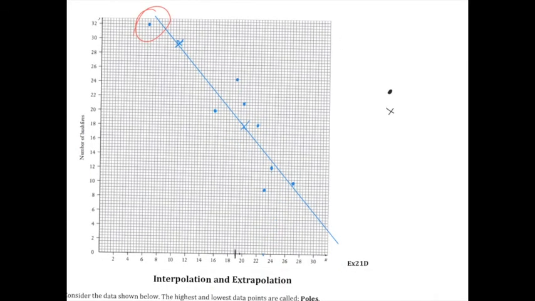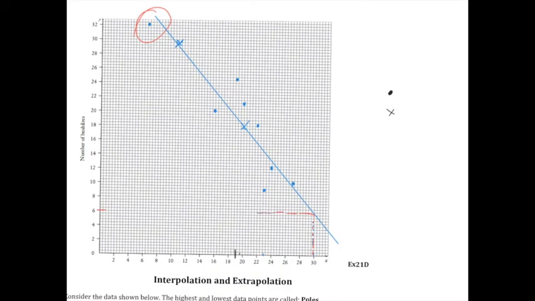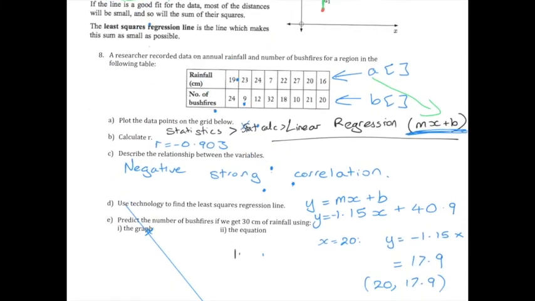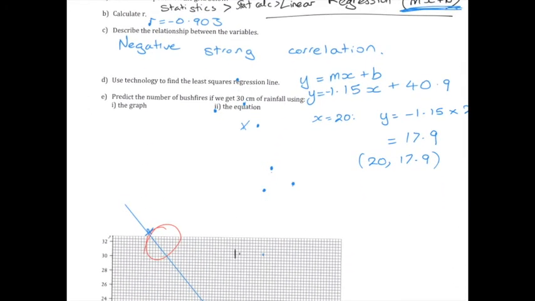equation. What do I do using a graph? 30 centimetres on the x-axis, and then go up. So 30 centimetres hits it about there. About here. I got 6 exactly, girls. So, according to our graph, the number of bushfires is 6.